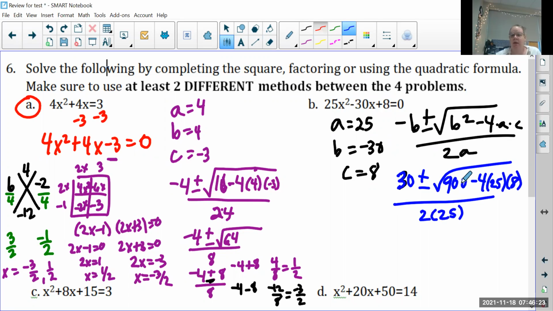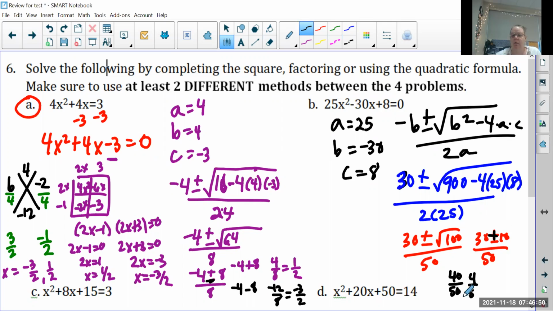Then I'm going to put this in my calculator, 900 minus 4 times 25 times 8. That will give me 100, so 30 plus or minus the square root of 100, all divided by 50. The square root of 100 is 10, so 30 plus or minus 10 divided by 50. So now I need to do 30 plus 10, which would give me 40 divided by 50, would give me 4/5. So that's one of my answers.